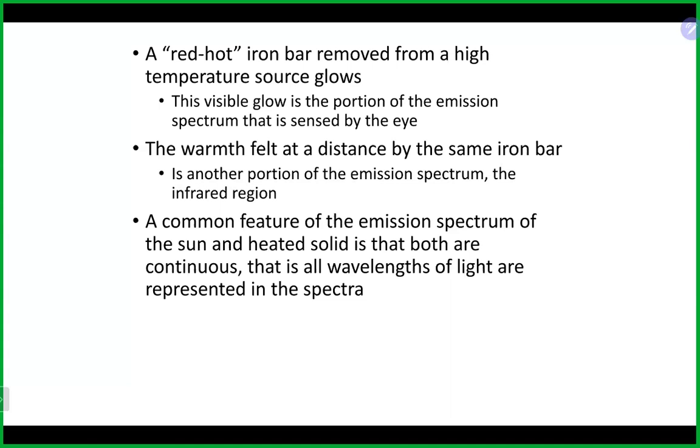Now, a common feature of the emission spectrum of the sun and heated solids is what is referred to as a continuous spectrum. So one type of spectrum is a continuous spectrum, where basically all the wavelengths of light are represented within the spectrum. So the difference between a continuous spectrum and what we'll talk about shortly, which is a line spectrum, is how the energy is coming off.